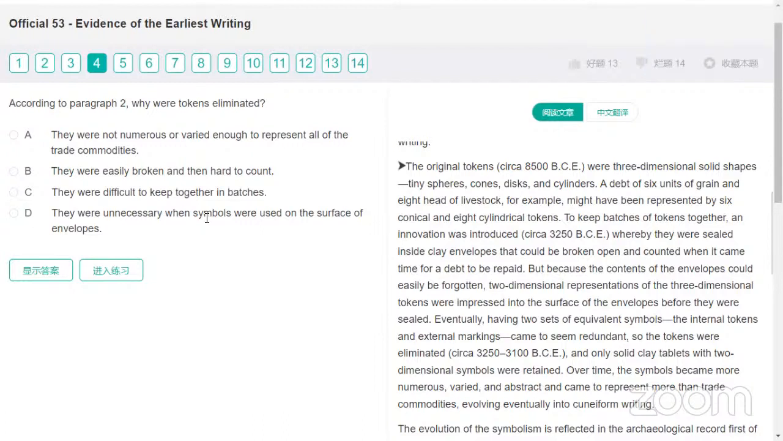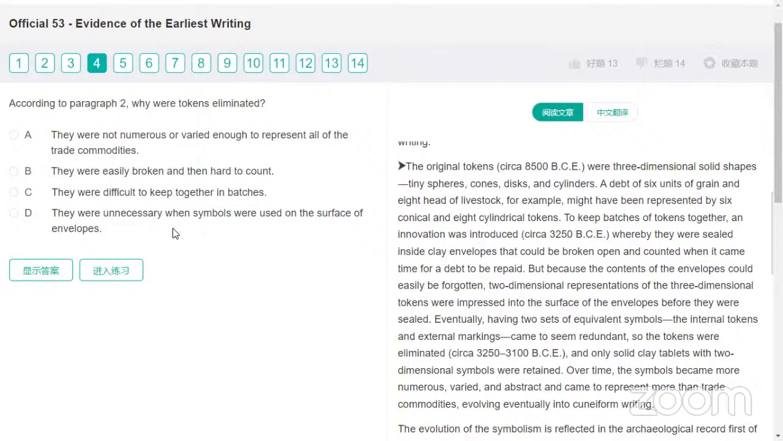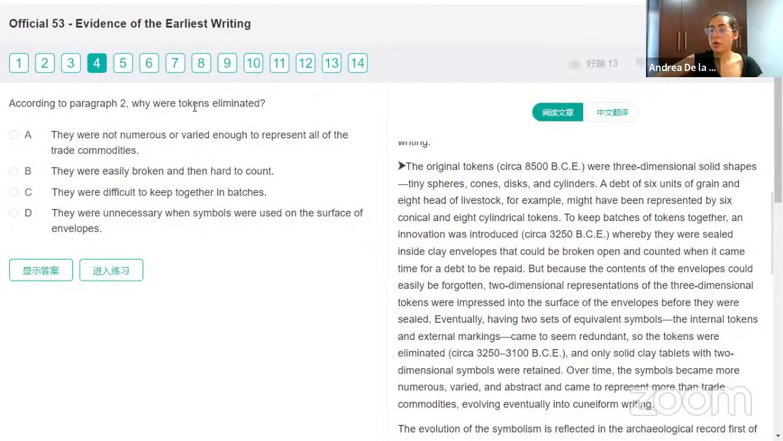B, all right. B, they were easily broken. No, D. They were unnecessary when symbols were used on the surface. So we'll look for this information. Tokens eliminated.